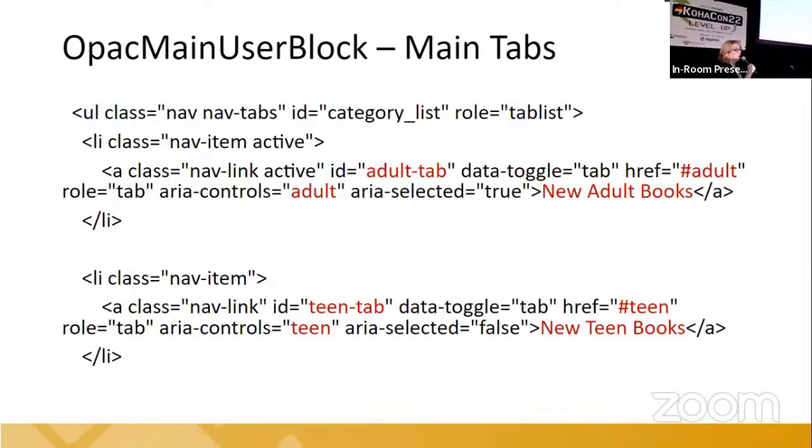And this is more of what's in the main user block. So this is for the main tabs, the large ones that were at the top, in order to define those sections of new adult books, new teen books. And it shows where all of it's referencing adult in all those different places in that top one. So I've got those highlighted in red so you can see it.